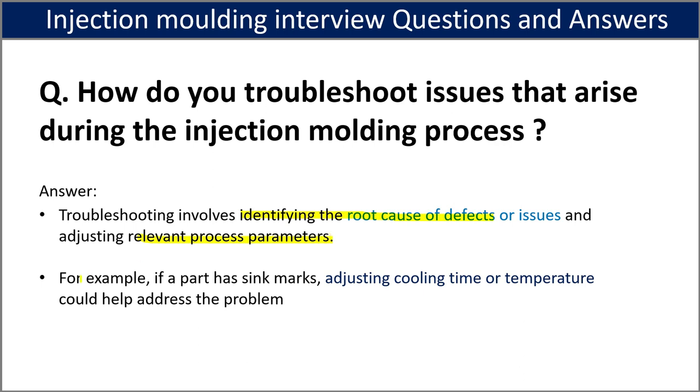For example, if the part has a shrink mark, at that time we adjust the cooling time. Adjusting the cooling time or the temperature could help to address the problem of the shrink mark. Most of the time in the injection molding process, if you play with the pressure and temperature correctly, then you can avoid most of the defects.